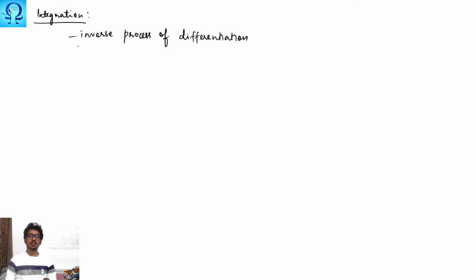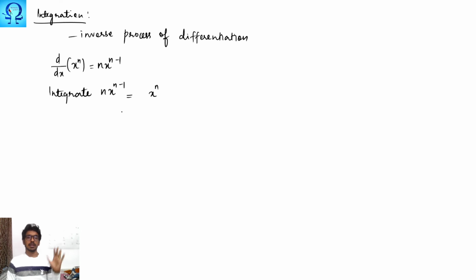As it is said, it is the inverse process of differentiation. Consider d upon dx of x power n, which is n times x power n minus 1. This we know for sure. So when you integrate n into x power n minus 1, you will get x power n.